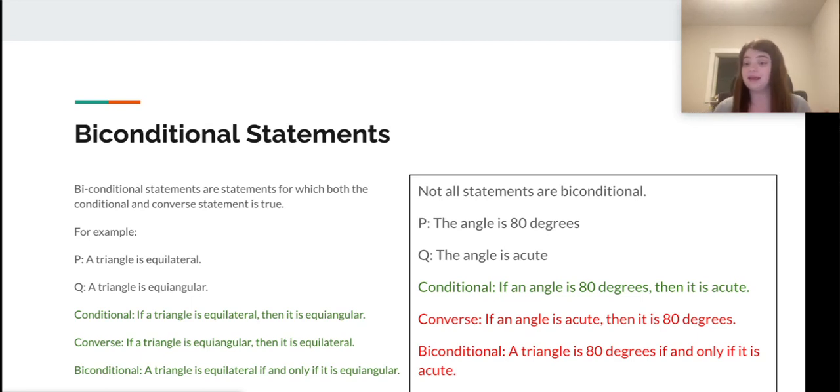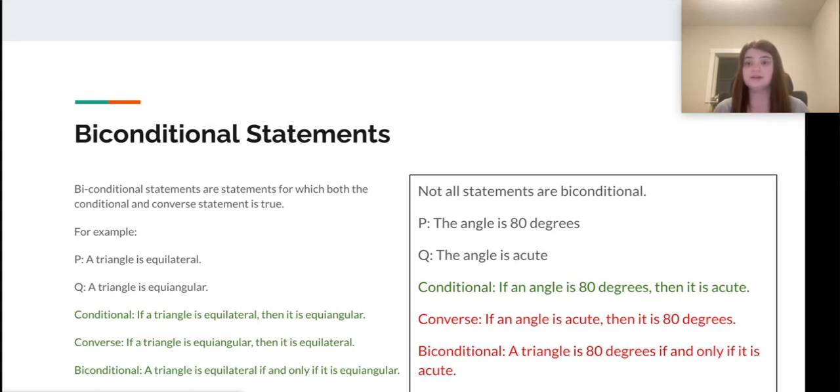It might be 80 degrees, but it could also be any other number of degrees from 0 to 90, not including 0 or 90. It could be 32 degrees or 64 or 58 or 21 or any other number of degrees within those values. So this is not true. Therefore, the biconditional statement is also not true. This P and Q cannot make a true biconditional statement.